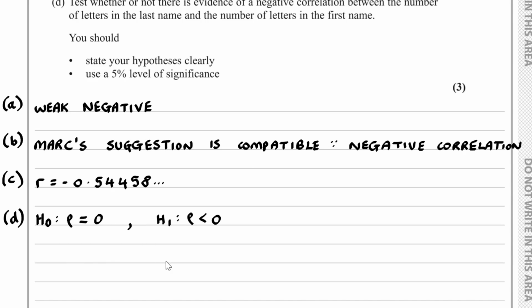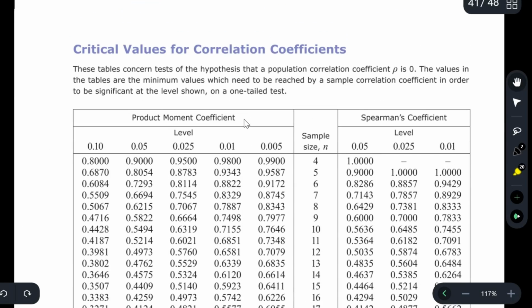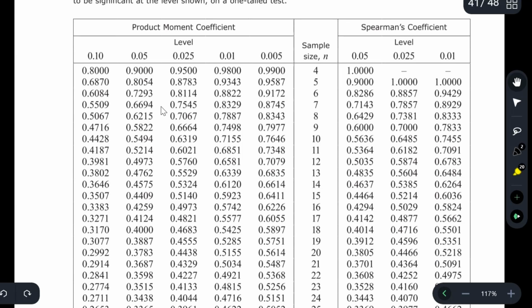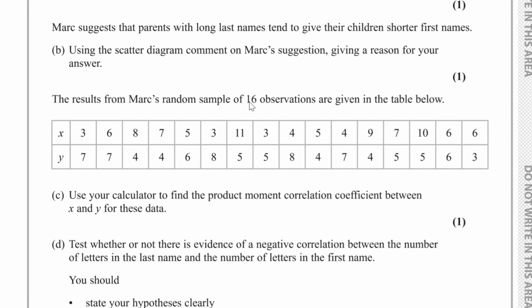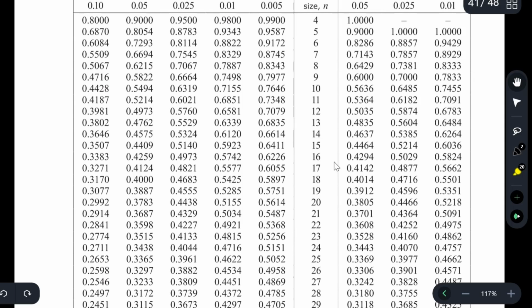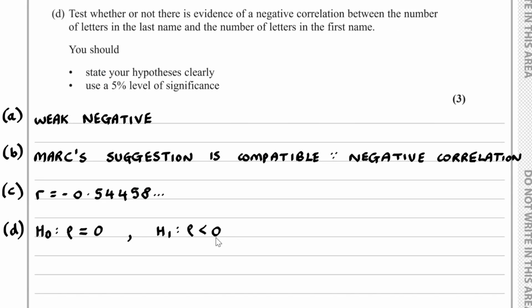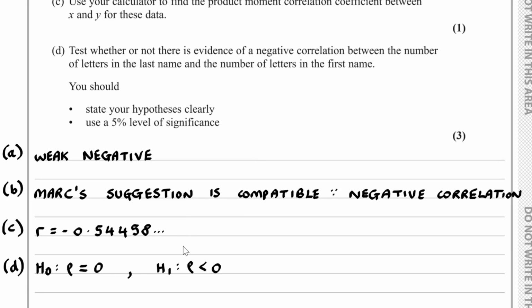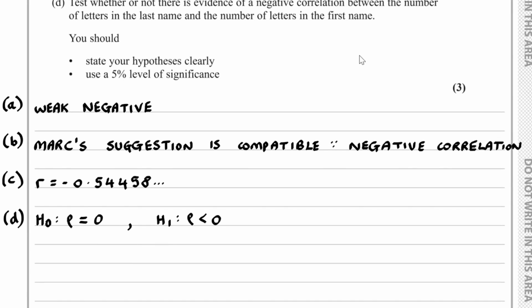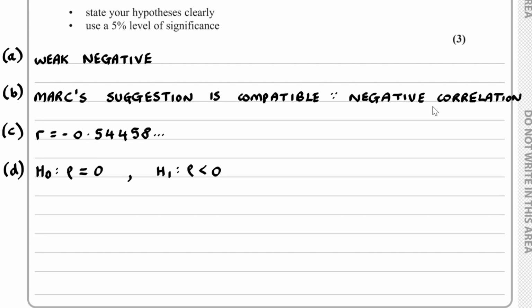Now, what we need to do is find our critical value. On page number 37 of the formula book, we've got the product moment coefficients with different significant levels with different sample sizes. We of course have a sample size of 16. Our significant level is 5%. So 5% significant level with a sample size of 16, we have 0.4259. But of course, we want the negative of that because we're testing if we have negative correlation between x and y.